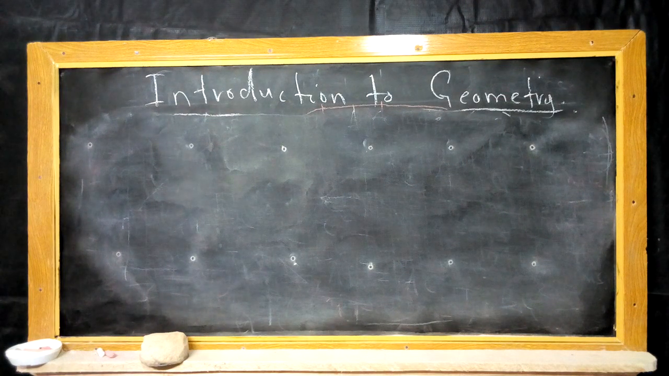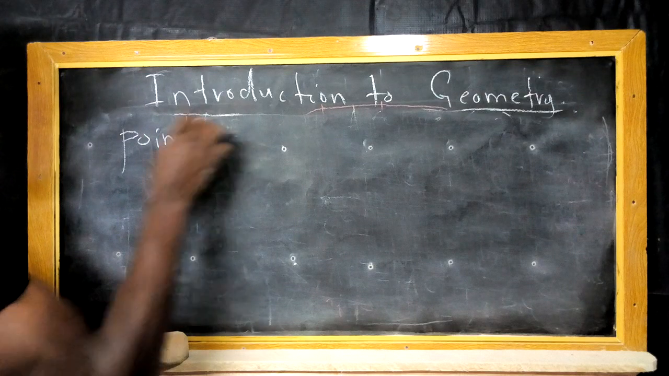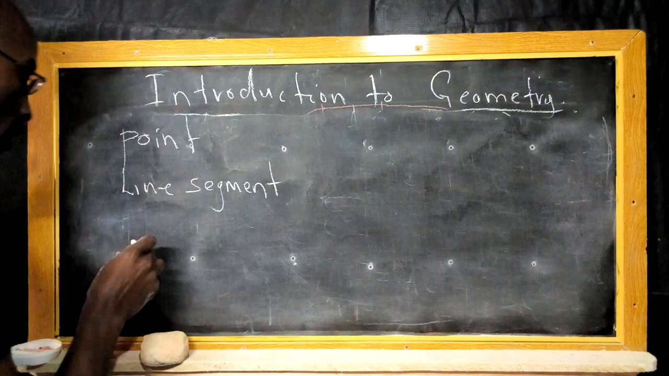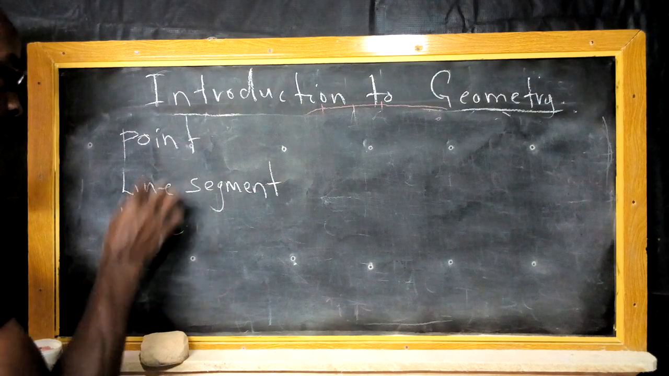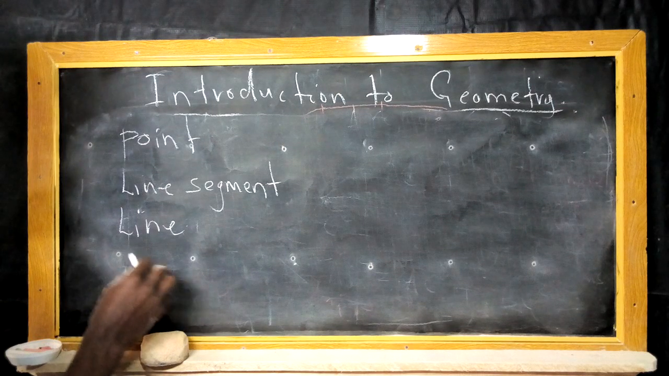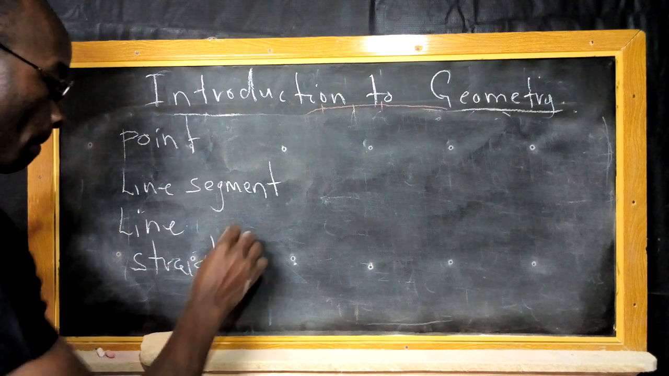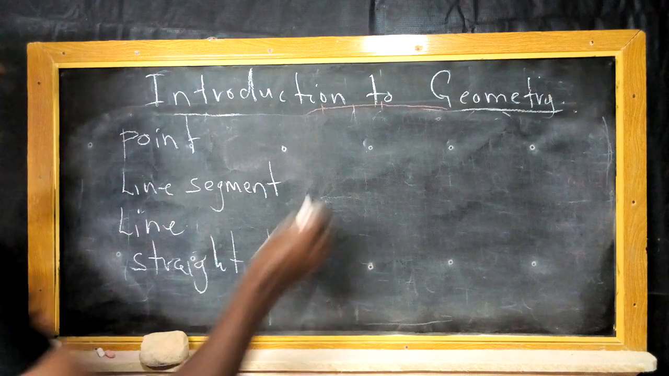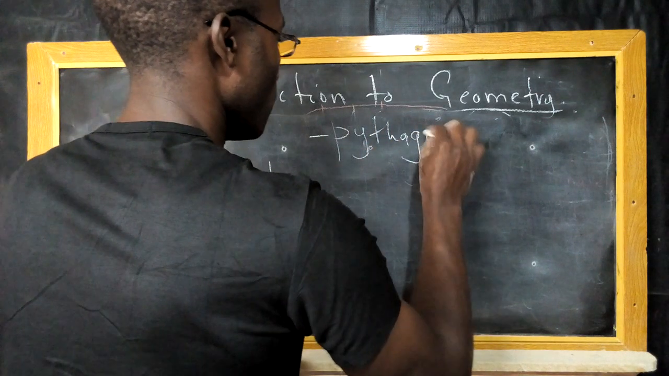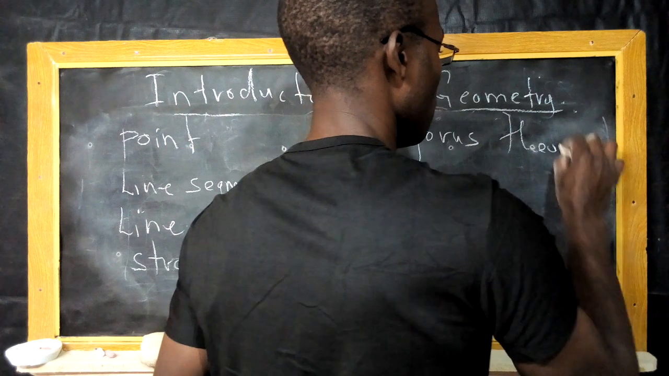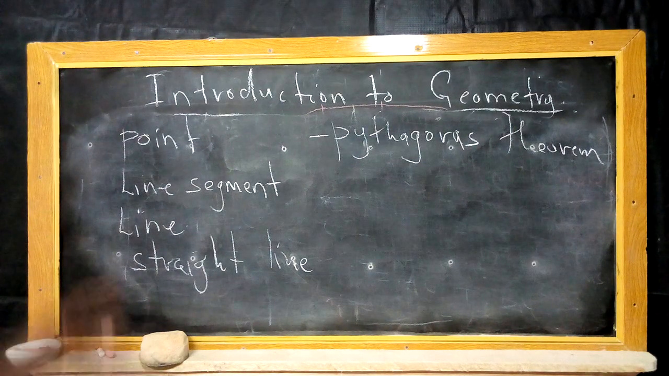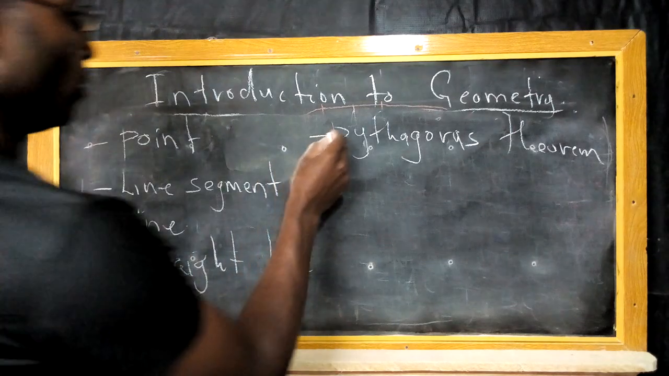So for a quick recap, remember that as we illustrated, we have an aspect of a point, a line segment. Then basically we talked about a line. And then we have looked at how to define a straight line. And then we have talked about the Pythagoras theorem. So we have talked about these different aspects as far as our introduction to geometry is concerned.